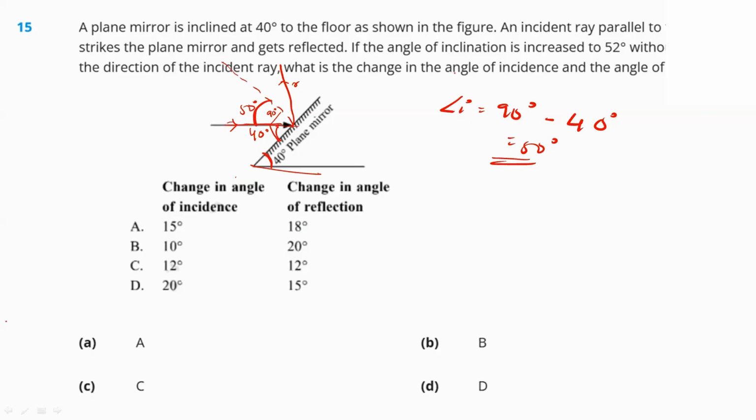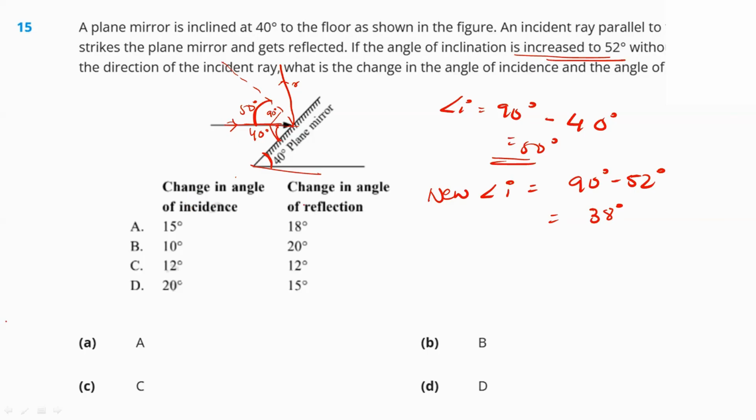Now the question is saying that the inclination has increased to 52 degrees. So there will be a change in the angle of incidence as well as the angle of reflection. So what will be the new angle of incidence? The new angle of incidence would be 90 minus 52, which gives us 38 degrees. So the angle of inclination is increased to 52 degrees, instead of 40.